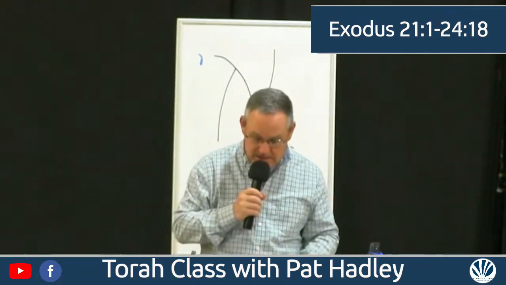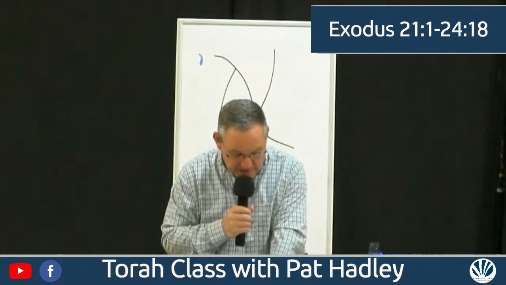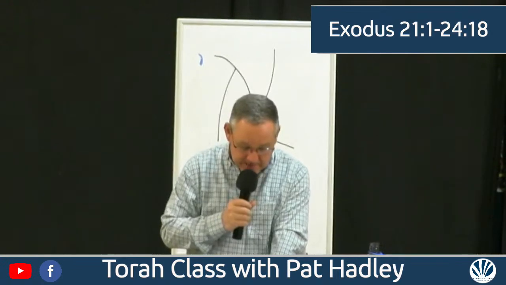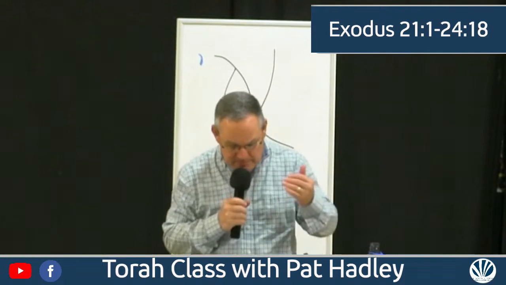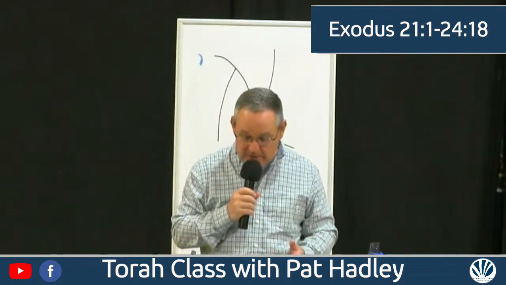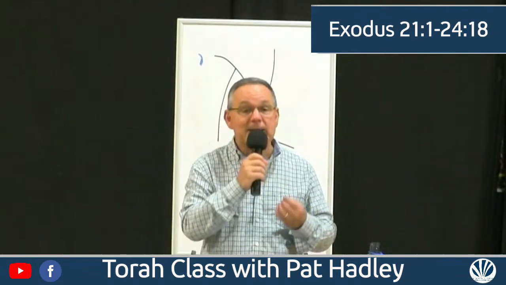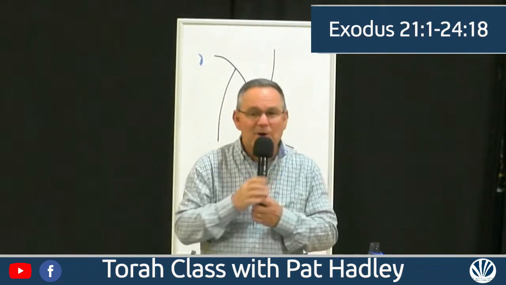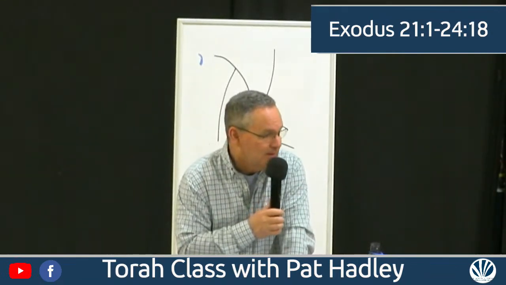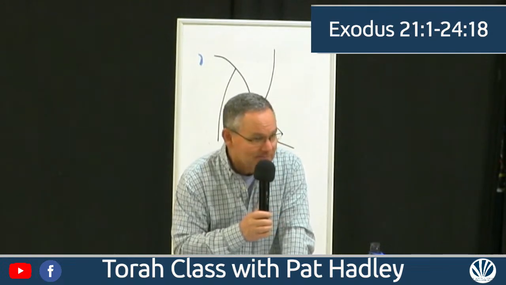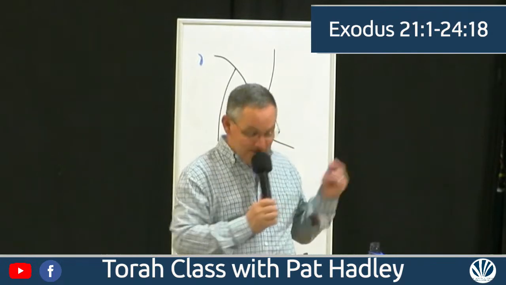Now, if he came in single, he is to leave single. If he was married when he came, then his wife is to go with him when he leaves. But if his master gave him a wife, and she bore him sons or daughters, then the wife and her children will belong to her master, and he will leave by himself. Okay? What if he doesn't want to leave his wife and children? Well, you don't have to leave. You can leave if you want, but you don't have to leave, okay?